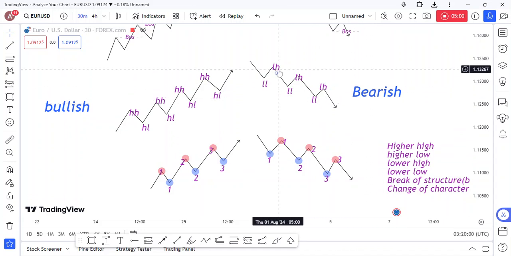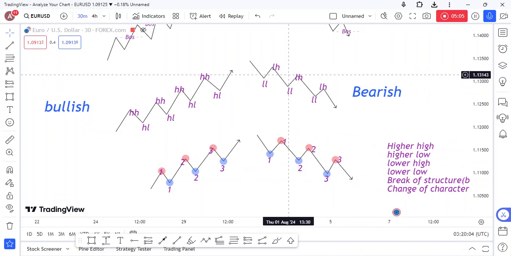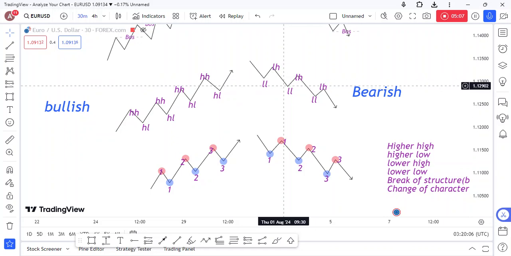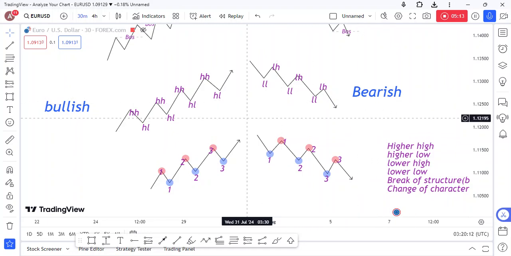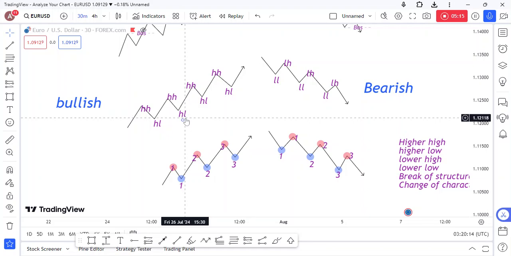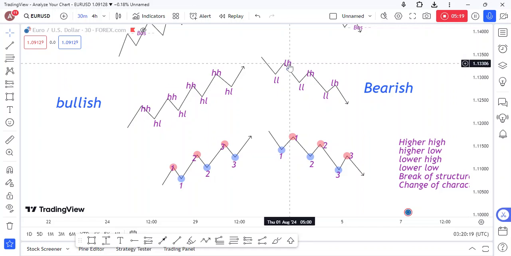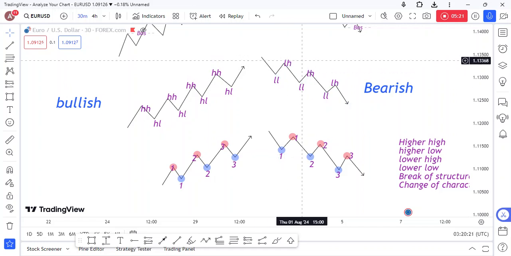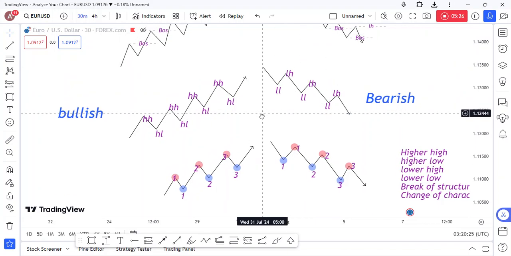So when the market is in a downtrend, it means that you are seeing lower lows and lower highs. If you don't see any of this, it means it is not a downtrend or it is not a bearish structure. So for a market to be a bullish structure, we should see a series of higher highs and higher lows. For a market to be a bearish structure, we should see a series of what? Lower lows and lower highs.